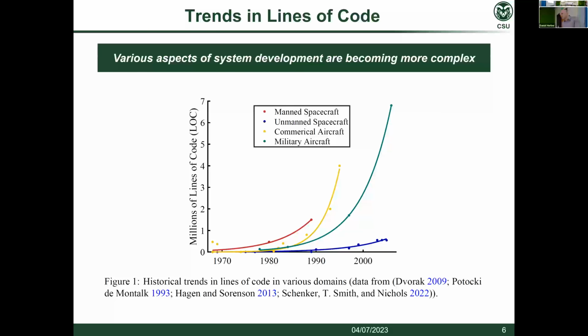So, continuing on this mindset, how are things changing? Well, things are becoming more complex. One measure of this might be the lines of code, as I mentioned earlier, right? Older systems didn't have a lot of code on them.